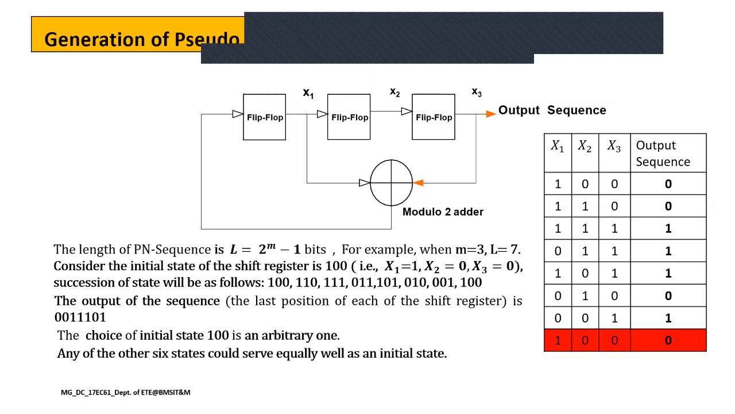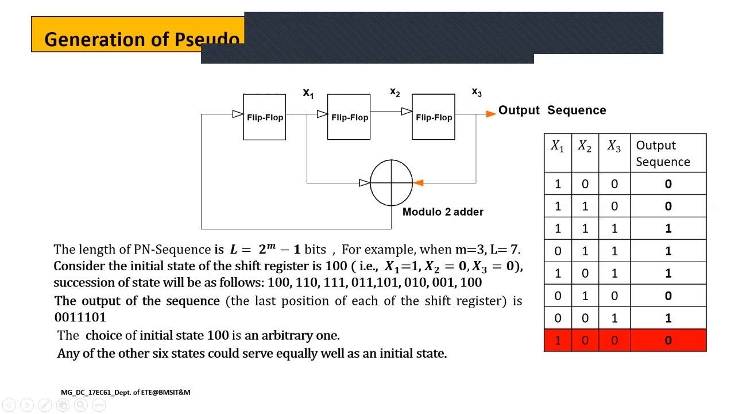So when I consider the initial state as 1 0 0, when I apply a clock, it will be shifted by one. Whatever the content of flip flop x3, that will come as the output sequence, so that will be 0. Now what will become the next state? x1 is 1 and x3 is 0, so 1 XOR with 0 will be 1. That 1 will be fed to the first flip flop. So now it becomes 1 1 0. That is the second state, 1 1 0.